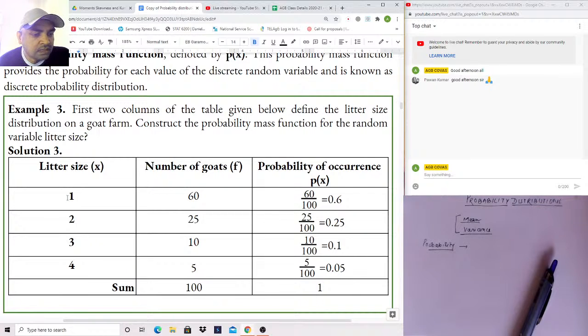So this is the litter size, and these are the number of boards, with the relative frequency of boards having one kid or two kids. These 10 boards are having three kids and five boards were having four kids. So we have calculated the probability of occurrence here, that is 0.6, 0.25, 0.1 and 0.05. So it sums out to be 1.